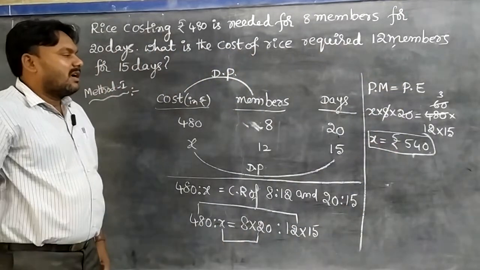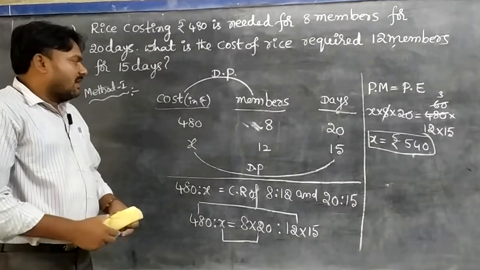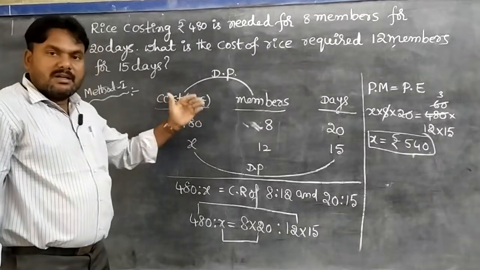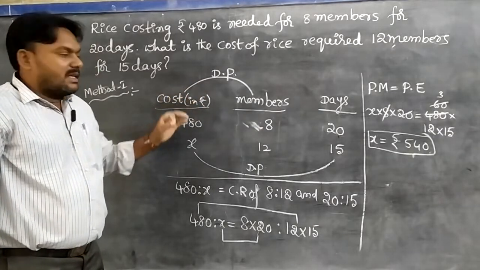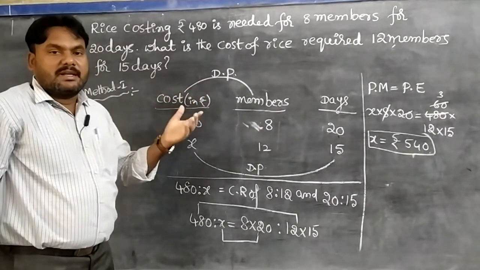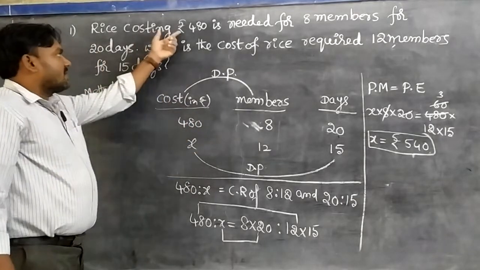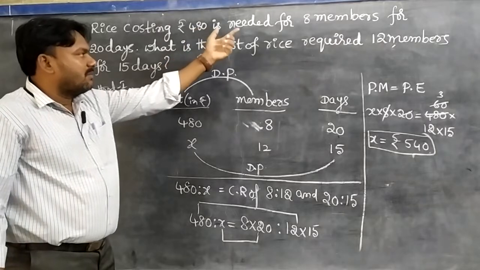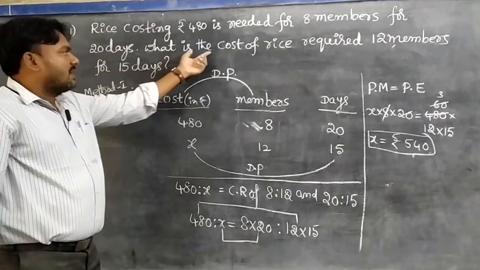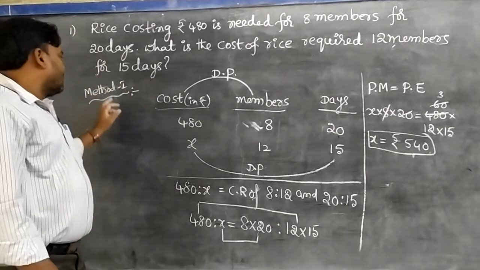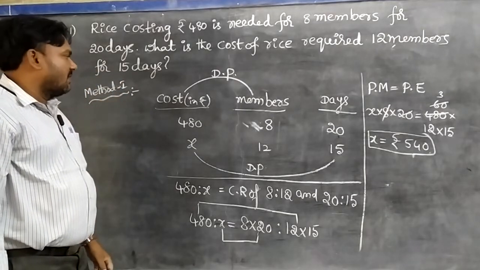This is the way of approach, students. I explained only one problem in the academic method. Remaining all are in shortcut method, students. From the examination point of view, anyone can apply. So observe, once again I repeat. Rice costing 480 rupees is needed for 8 members for 20 days. What is the cost of rice required for 12 members for 15 days? So first, the academic method solution as usual.